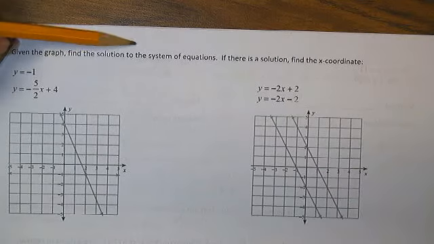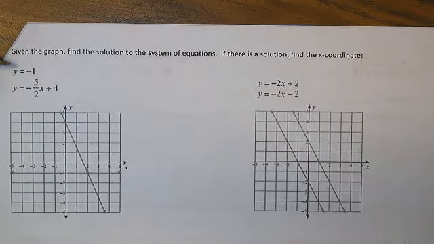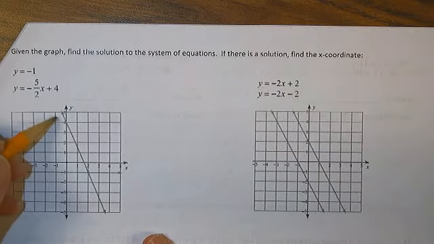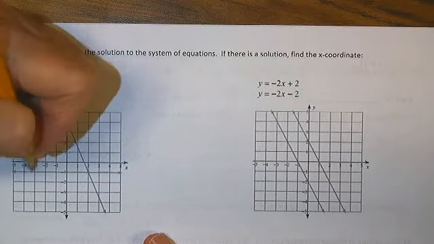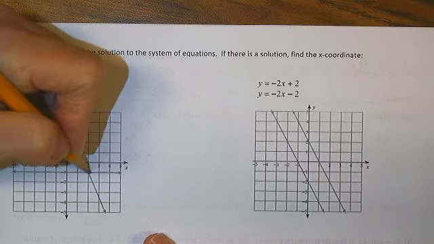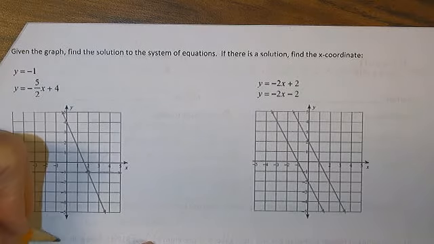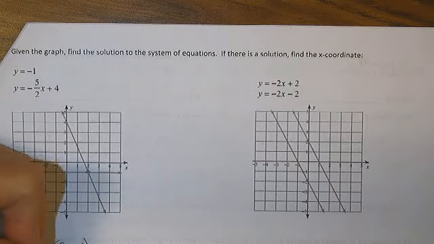Given the graph, find the solution. Here we have two equations. Find the solution. Do the lines intersect? Well, you can scarcely see it, but y equals -1 runs horizontally here. So the solution is (2, -1), and the x-coordinate is 2.